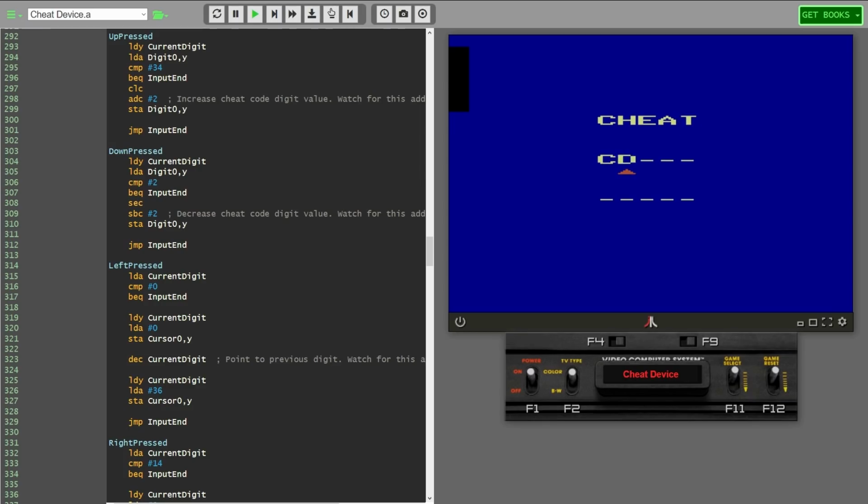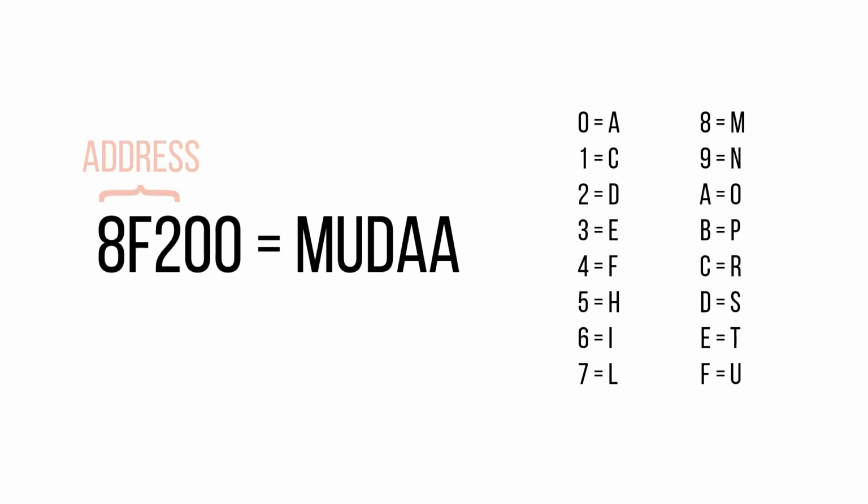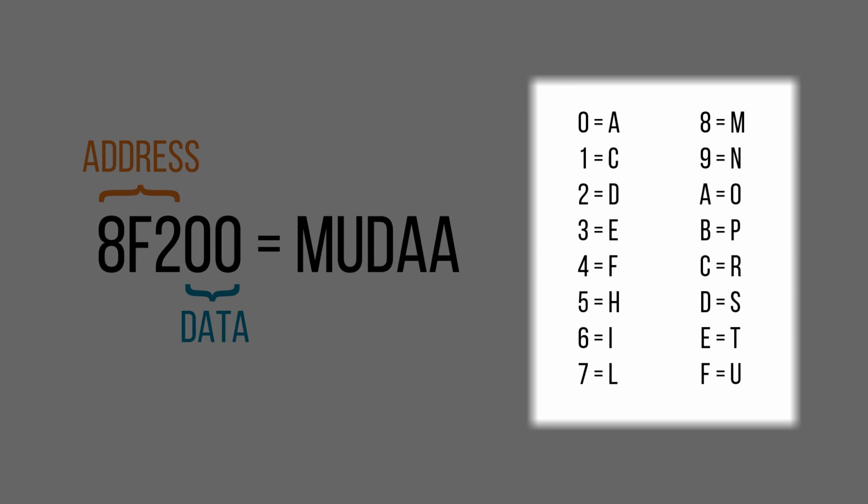Pressing up or down increases or decreases the current value, and left and right moves the cursor to the next or previous character. The cheat codes are made of 2 components, a 3-digit address and 2-digit data value. The digits are hexadecimal or base 16, but instead of using the symbols 0 through F, I decided to go with frequently used letters from the alphabet. Here's the mapping of hex digits to cheat code letters.